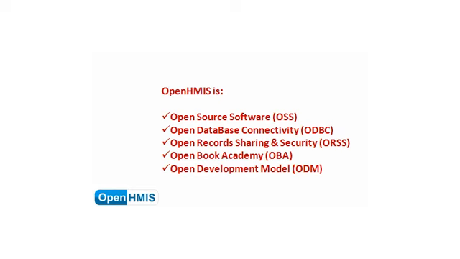Open source software to allow developers and programmers to share or enhance source code or an entire basic HMIS implementation. Open database connectivity to give developers, data analysts, and users direct access to the data tables without writing a line of code. Open records sharing and security to make sure that all the users and stakeholders can share data between programs, continuums, and applications. Open Book Academy to reduce the learning curve and put all of the development, user training, and best practices out there on the web in YouTube format. And an open development model that leverages a community of practice to share and communicate our ideas and innovation.